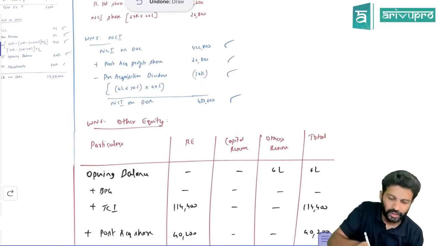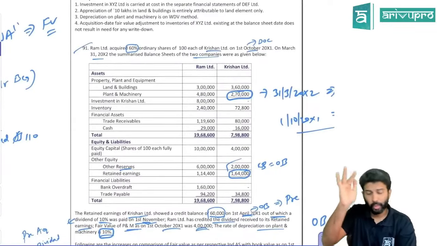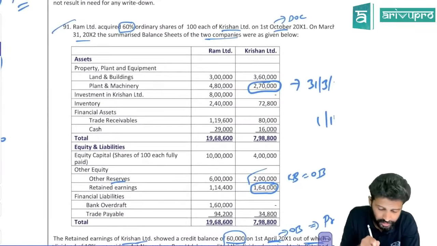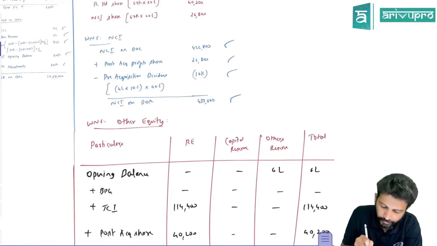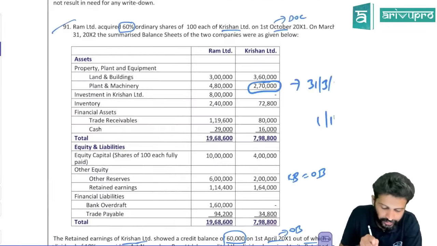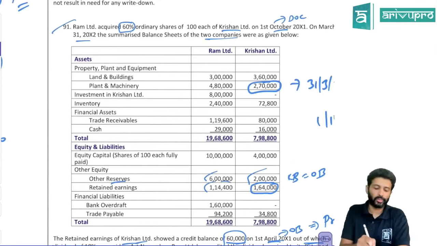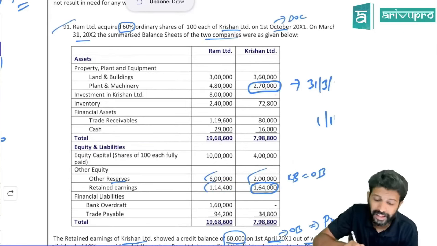So check. In the consolidated balance sheet, which reserves will come? Will the subsidiary's reserves come? No, only the parent's. What reserves does the parent have? They have other reserves. So I've taken the other reserves opening balance to be 6 lakh. And what about retained earnings? The subsidiary's retained earnings was 1,14,000. But out of this 1,14,400, how much is the opening balance and how much is the closing balance? They've not given that breakup.